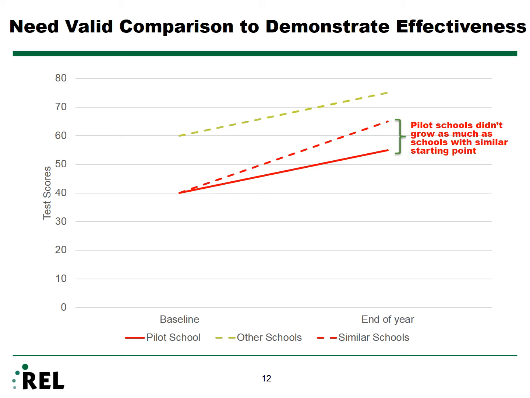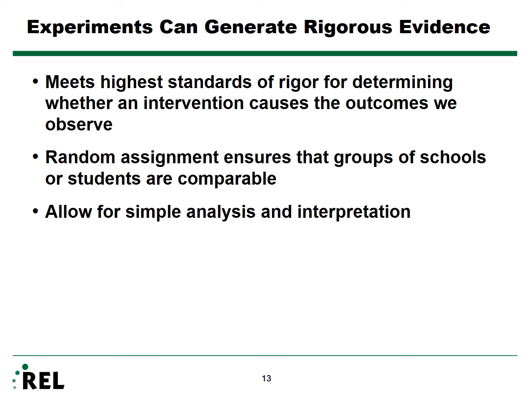Randomized controlled trials, or RCTs, are an approach that allows us to be sure that we have similar groups of students or schools because we construct the groups to be similar at the beginning. By comparing apples to apples, RCTs or experiments can generate rigorous evidence of effectiveness.